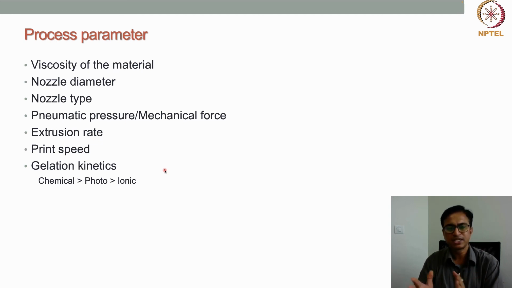Later on, in some lectures, I will discuss more about this: how this gelation kinetics process can be controlled, and what are the different types of gelation possible for this bioprinting. We'll discuss this in detail.